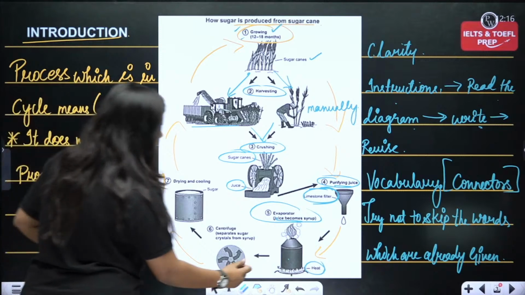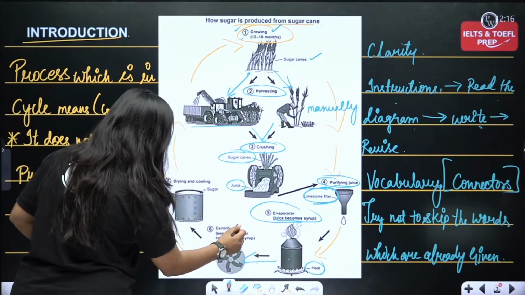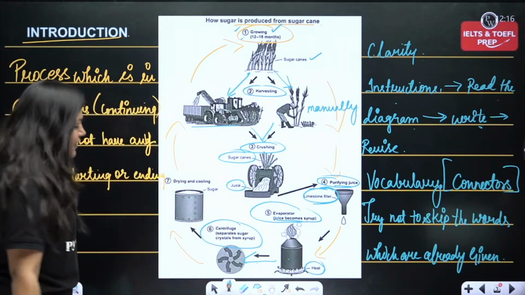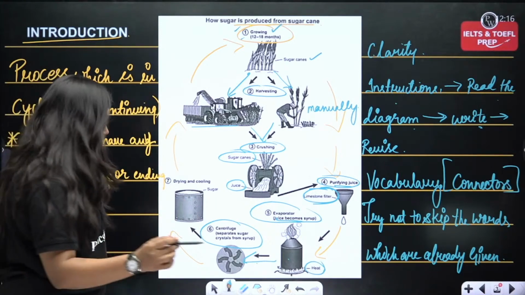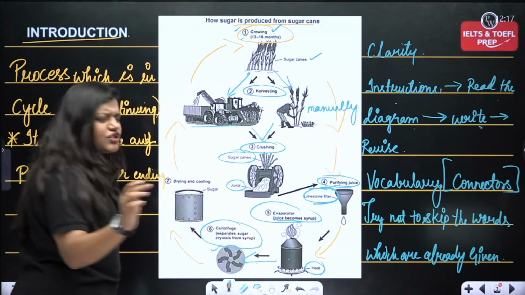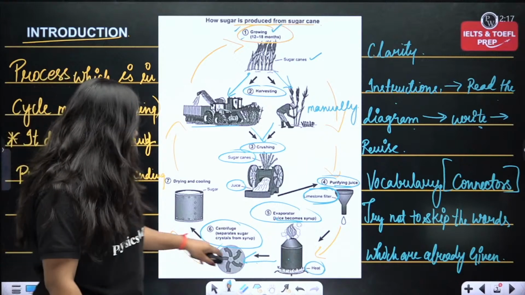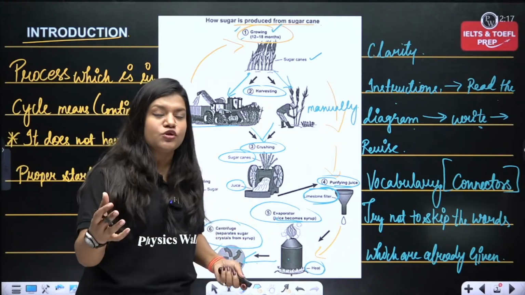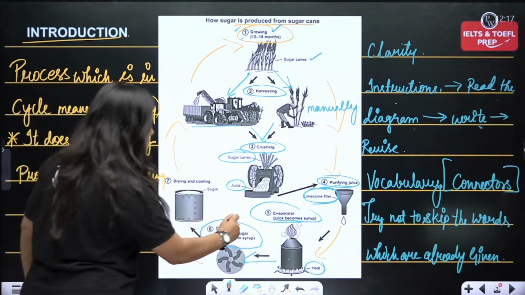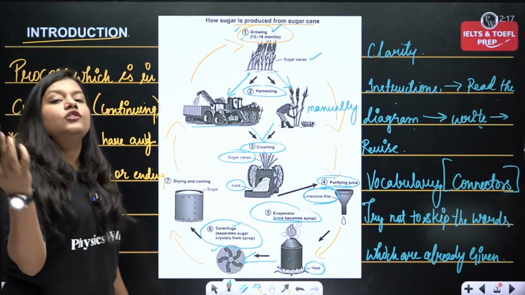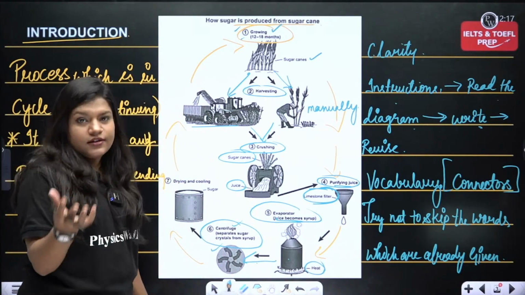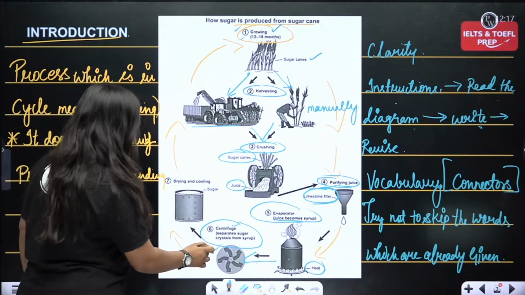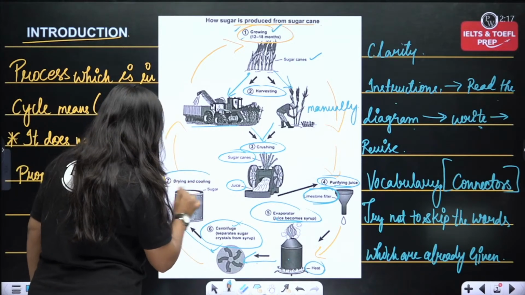Okay. Now, the next one, the sixth process that you can see, is centrifuge, which is separation of sugar crystal from syrup. Here you can see a sort of machine. It is not going to give you any kind of description. It's just a centrifuge. The entire process is known as centrifuge, which means separation of sugar crystal from the syrup, and then eventually at the end, drying and cooling.